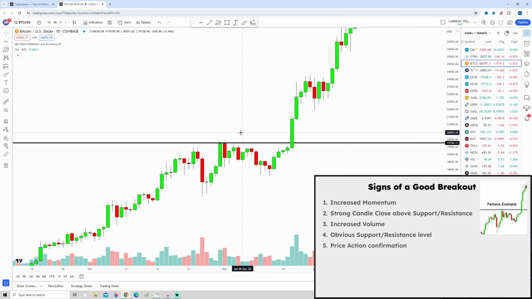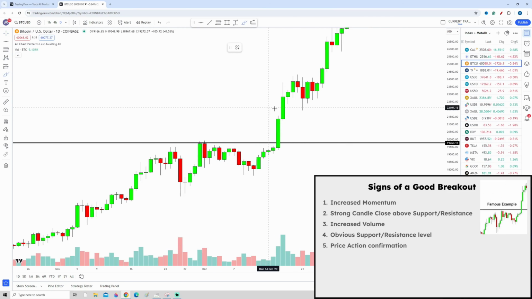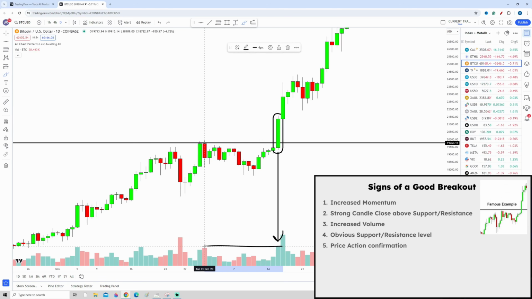And now let's take a look at the breakout here. So if you take a look at the breakout candle, the candle right here, and then we look down here to the volume, right? In simple terms, the length of the volume bars tells us how much volume we had on that particular candle. And as you can see, when Bitcoin broke out, this was the highest volume bar Bitcoin had seen in a very long time, and that is a great sign of a strong breakout.